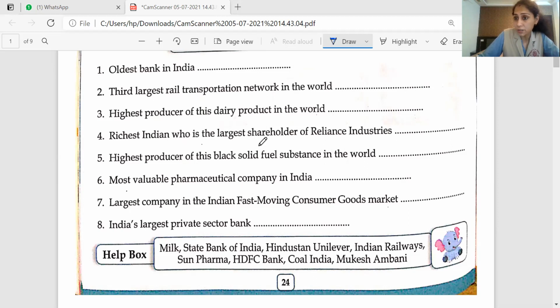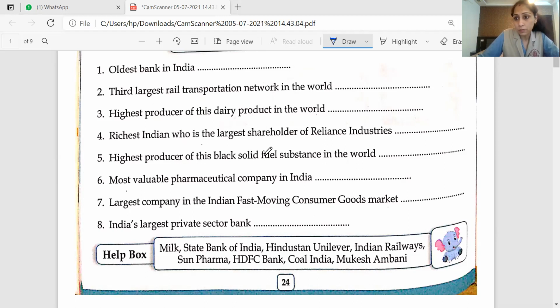Black solid. It is not liquid, it is solid. And that is fuel. It's Coal India. You know that? Coal India. Many coal mines are there in Jharkhand, right? And Chhattisgarh, so Coal India. Black solid fuel. It is in solid form, if you have seen coal.